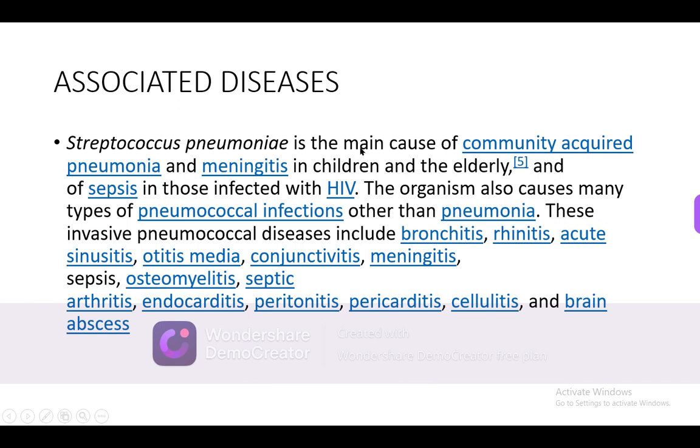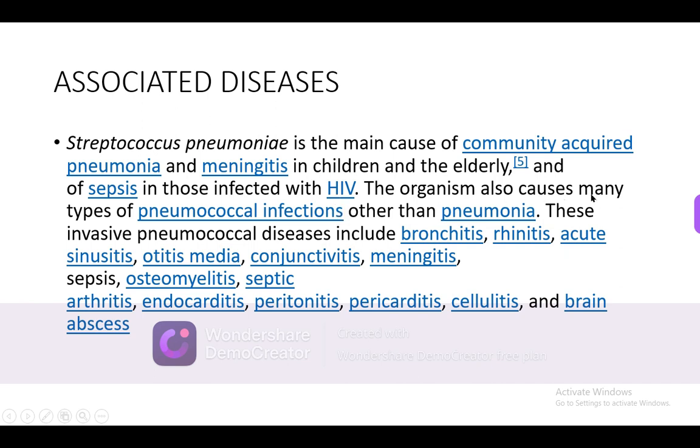The associated disease: Streptococcus pneumoniae is the main cause of community-acquired pneumonia, typical pneumonia, and it can cause meningitis in children and the elderly also. And sepsis, meaning that you go for bacteremia, then septicemia, then SIRS and pyemia, and going on to septic shock, and so on. This becomes very aggressive in immunodeficient patients, that is in HIV.